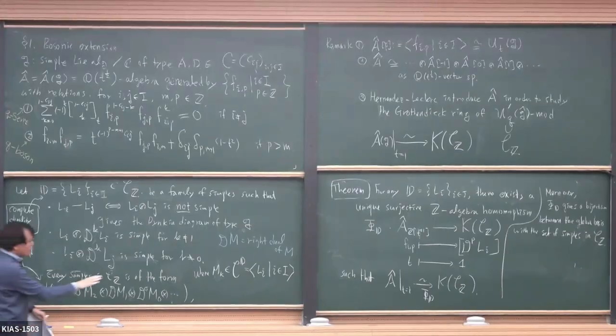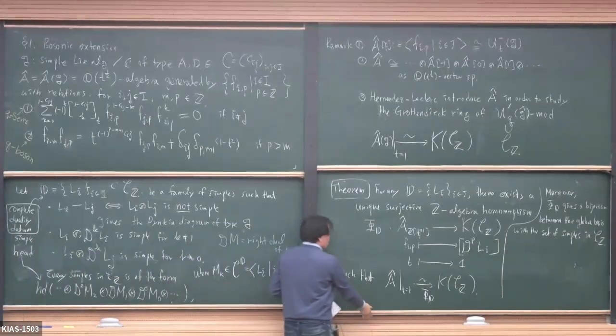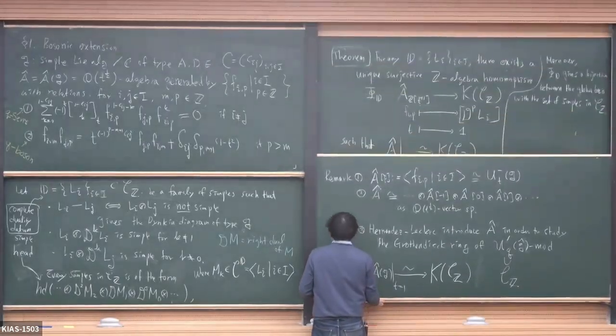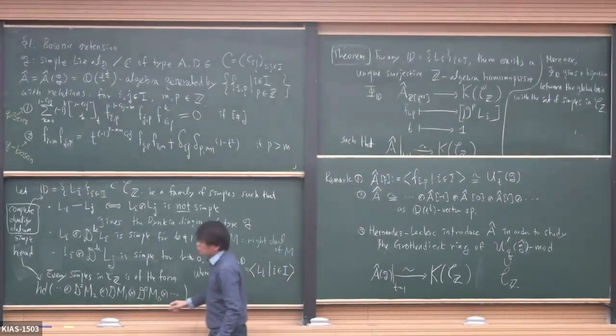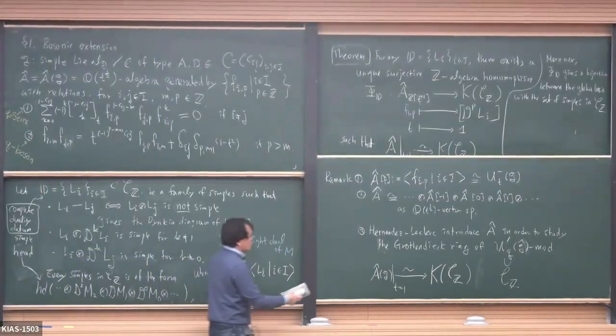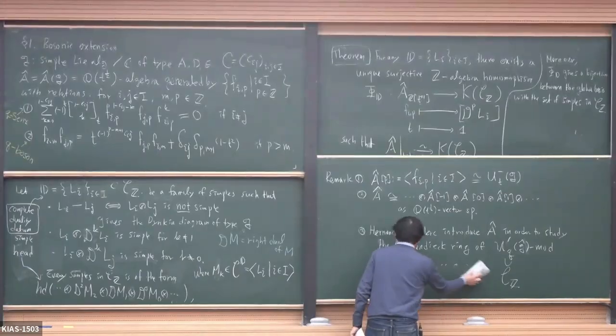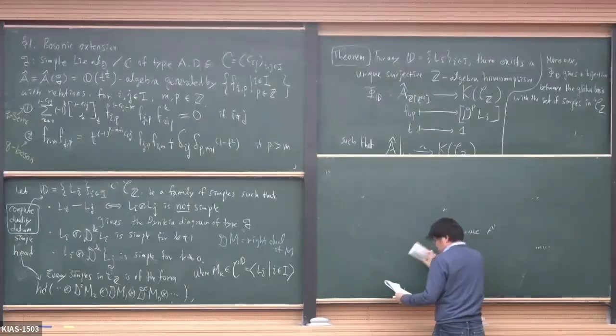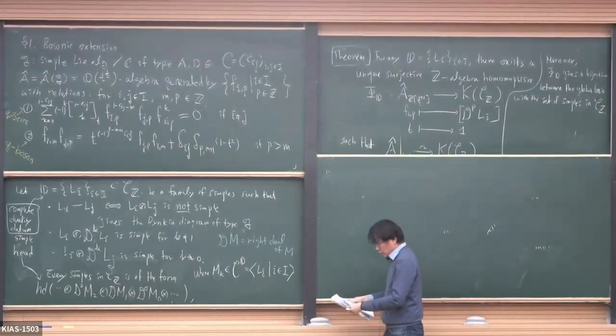Up to now, I've been talking about the bosonic extension. And now let me give you the example for a fixed braid B. Well, let me give the theorem first.